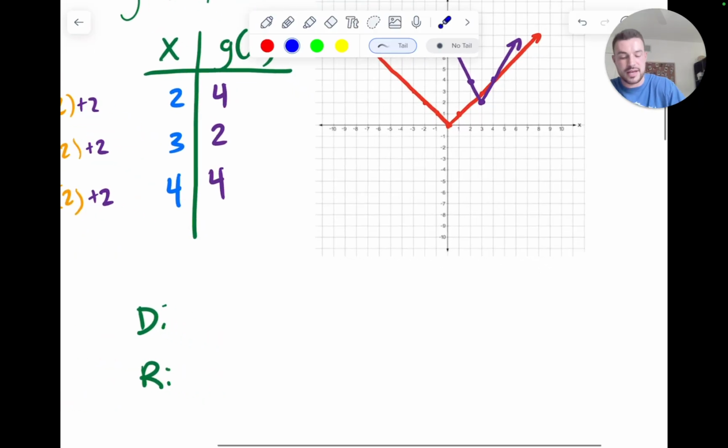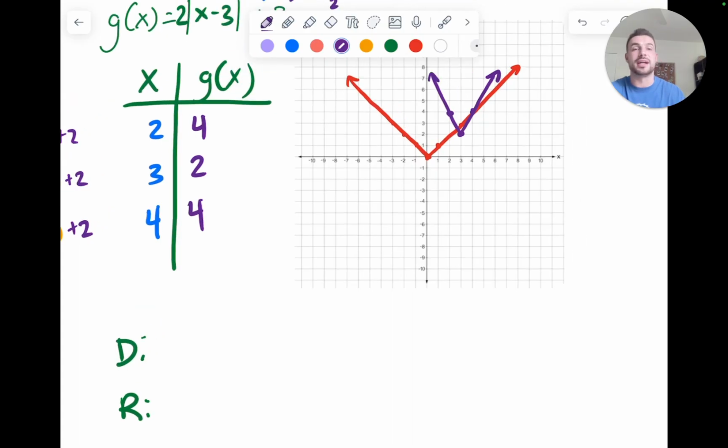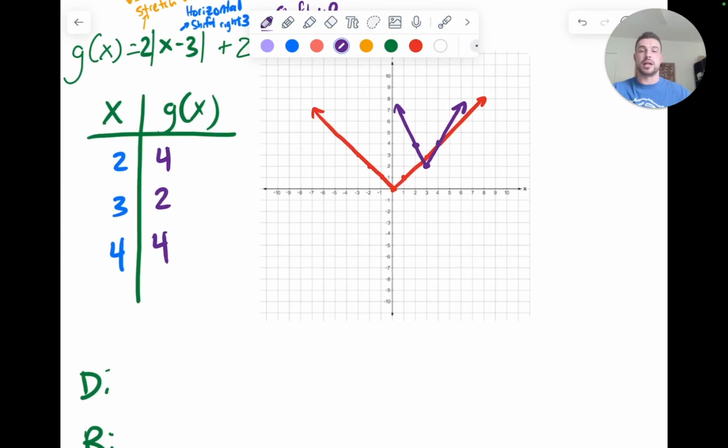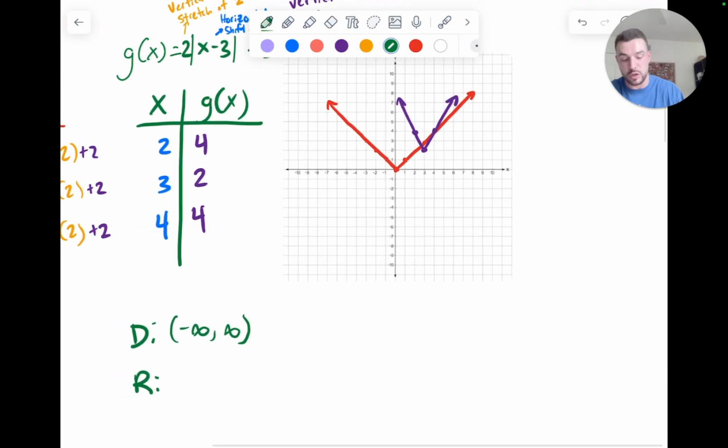So then the last thing I have to do is talk about my domain and range. Domain is always left to right. Again, I've got arrows on either side pointing out, so that means I'm going to continue in both directions. So I'm going to go all the way to the left, which is -infinity, and all the way to the right, which is +infinity.